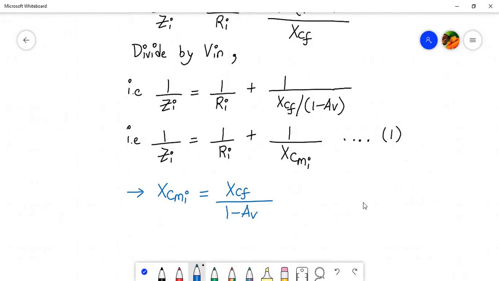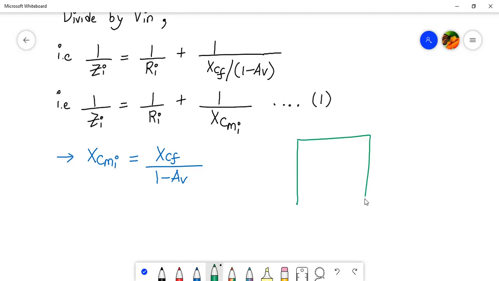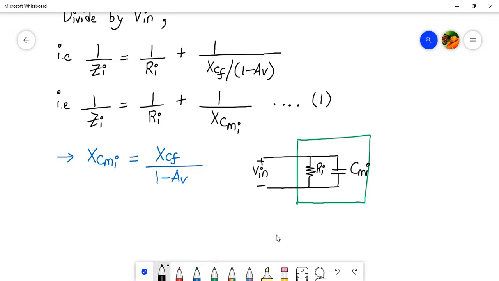Okay, so it is as if we are representing in the form of an equivalent circuit. So how will the equivalent circuit look like? It is as if the entire circuit which we have seen earlier will look something like this. Let me use a green color to represent in the box form. Okay, fine. And then I'll use this color. So here it is. This is my Ri and this is my CMi. Okay, and this is my V in and that is Zi. We can see over here, this is Zi.